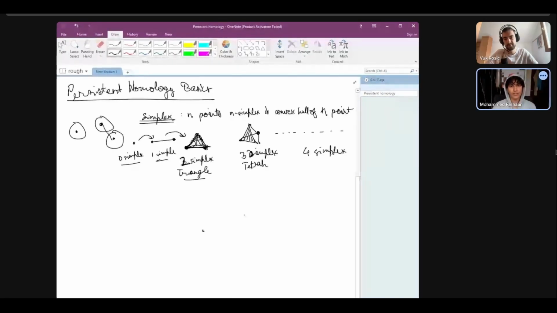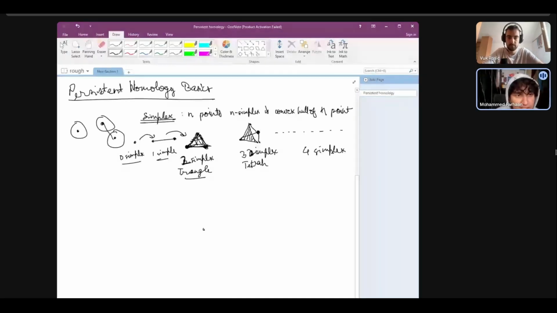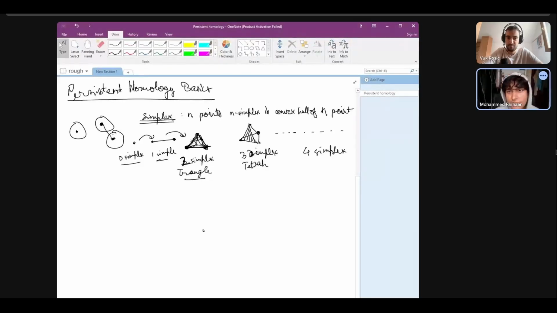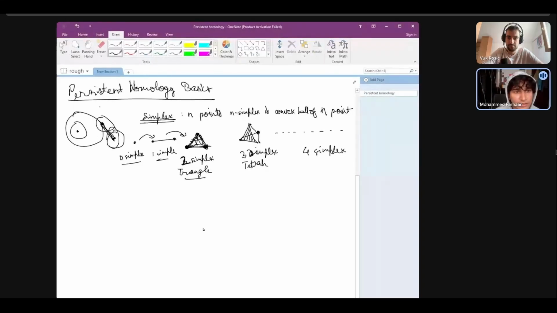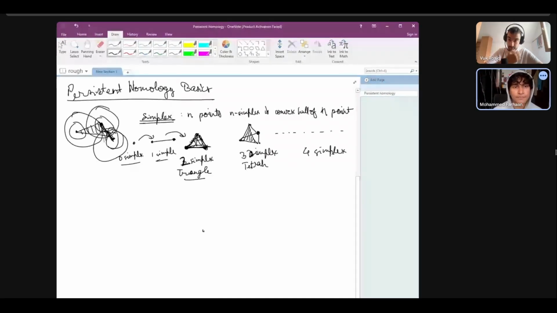So what we're doing essentially is when we're growing our balls, we're forming a simplex between them, right? So when two balls overlap, we get a one simplex, like a 1D line connecting these two. When all three of our balls overlap, then we have to connect all three of these points, right? So we get a two simplex, which is our triangle.